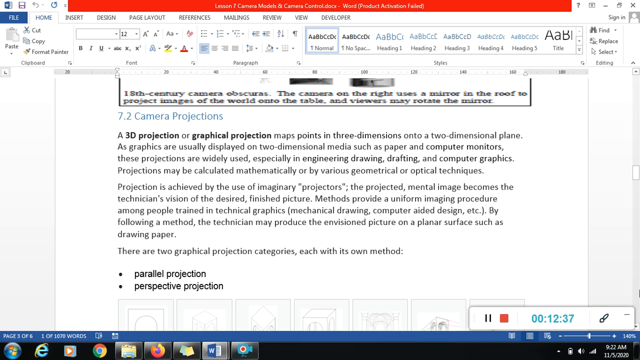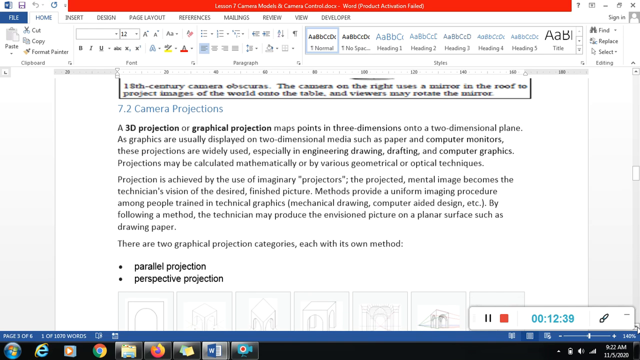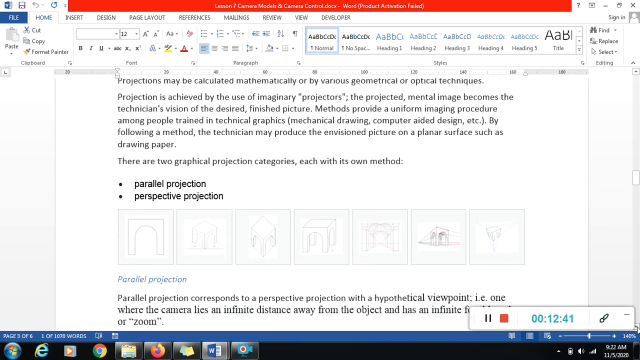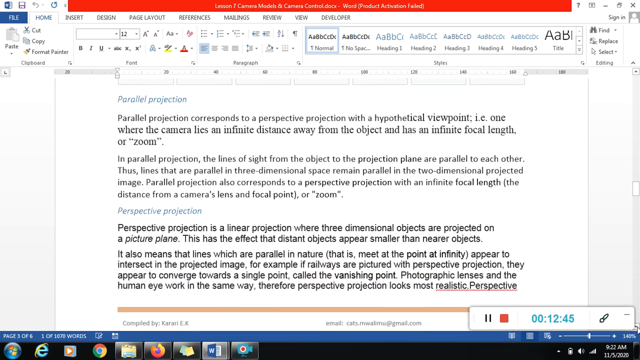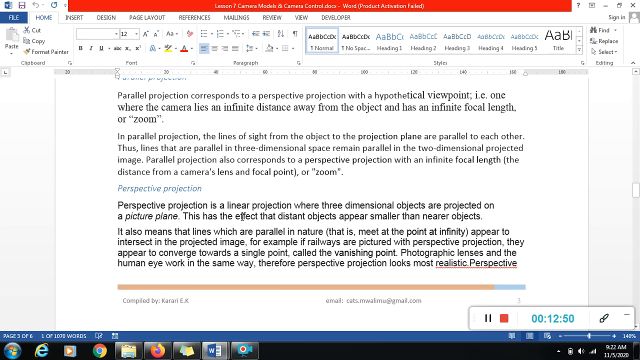There are 2 graphical projection categories, each with its own method. We have the parallel projection and the perspective projection. One can be explained in terms of the other. For a reason that we are going to appreciate, I'm going to start with the perspective projection. The perspective projection is a linear projection where 3-dimensional objects are projected on a picture plane. This has the effect that distant objects appear smaller than nearer objects.